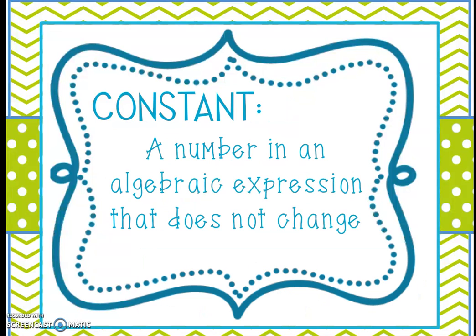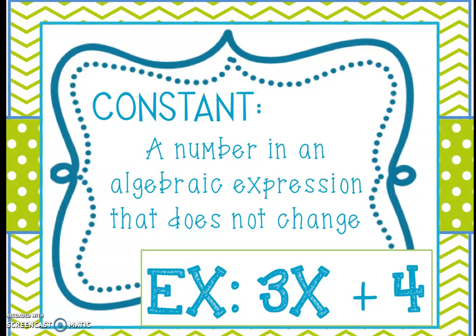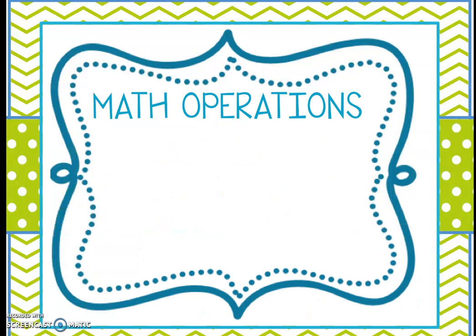A constant is a number in an expression that does not change. It's going to stay the same no matter what. So we have 3x plus 4. The only number in our expression that's not going to change no matter what is our 4. We're still going to add 4 no matter what x is.